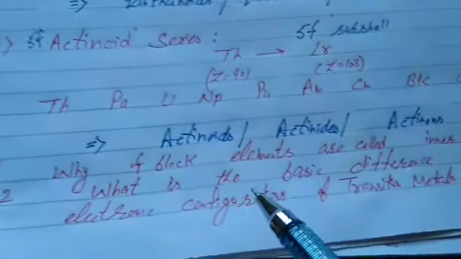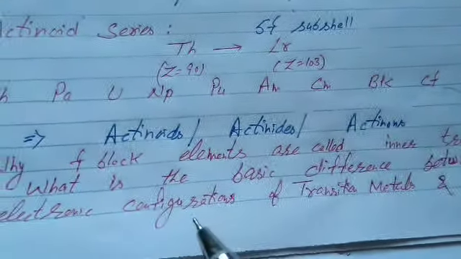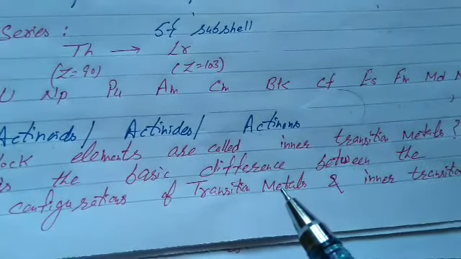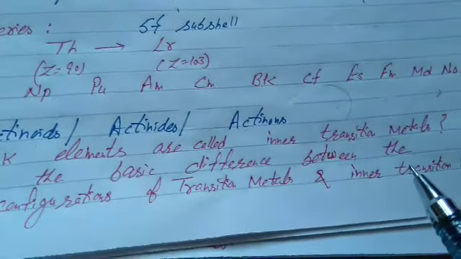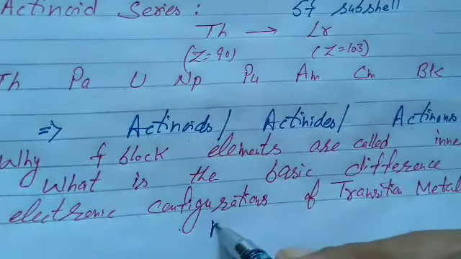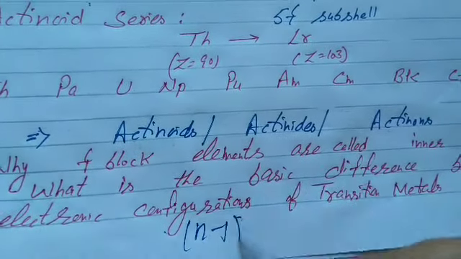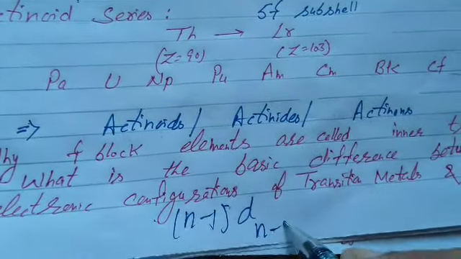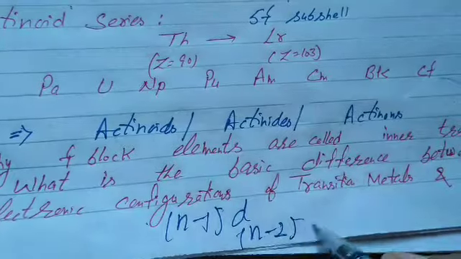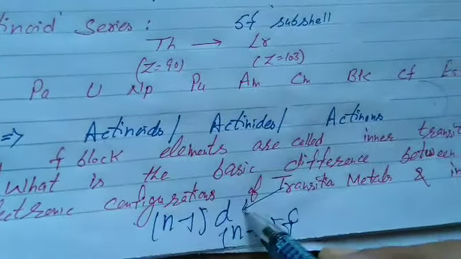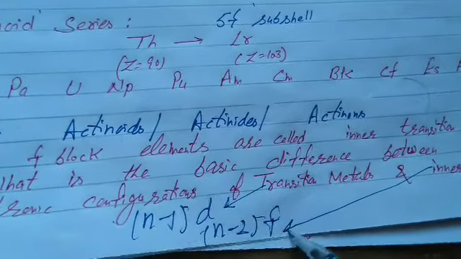Now the next question is, what is the basic difference between the electronic configuration of transition metals and inner transition metals? Transition metal indicates D block, inner transition metal indicates F block. In transition metals, the last electron goes to the n-1 d subshell, that is the penultimate shell, while in inner transition metals, the last electron goes to the n-2 f subshell.